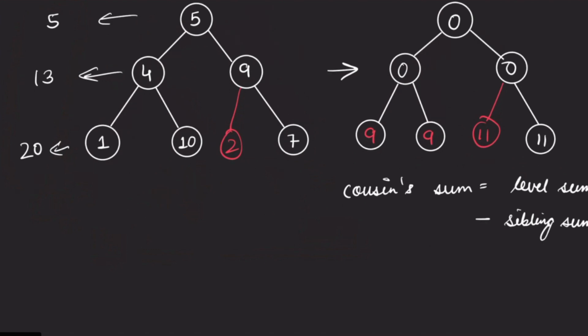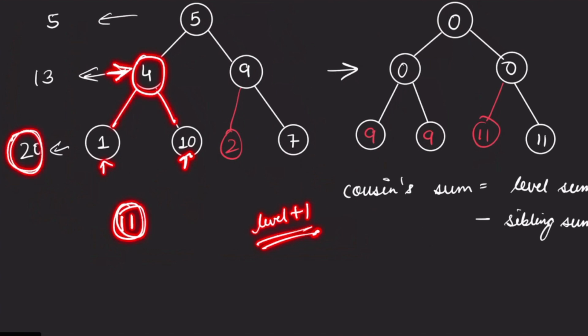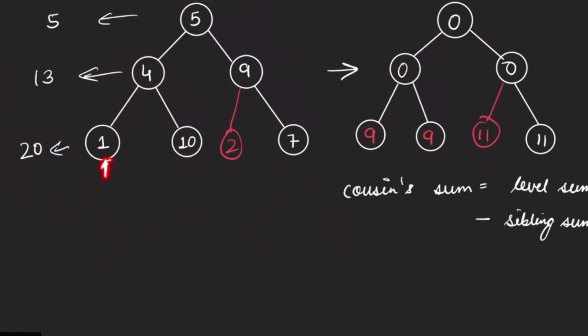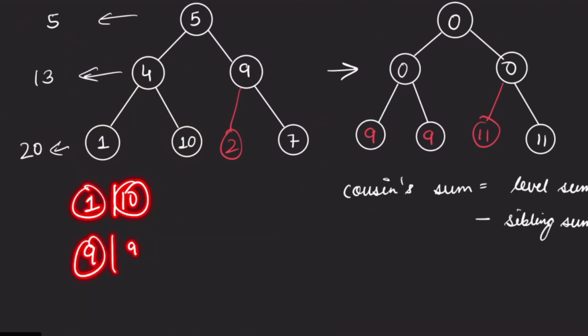And at that time, when I am at this node 4, I know that its left and right children are 1 and 10. I can do their sum, which will be 11. And I know the level of this 4. Then I can simply do level plus 1, which will give me the next level's sum. So I will have the next level sum, I will have the siblings sum, I can take their difference, and I can update the value of these two nodes. And after updating the value of these two nodes, we will insert them in our queue for the next level traversal, right? So node 1 and node 10 will be replaced with 20 minus 11, that is 9. So inside our queue, instead of node 1 and node 10, we will have node 9 and node 9, right?